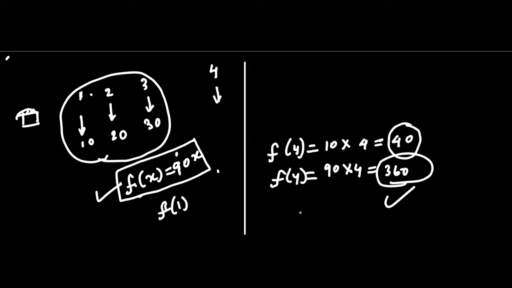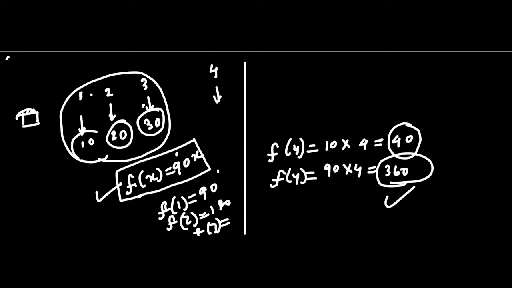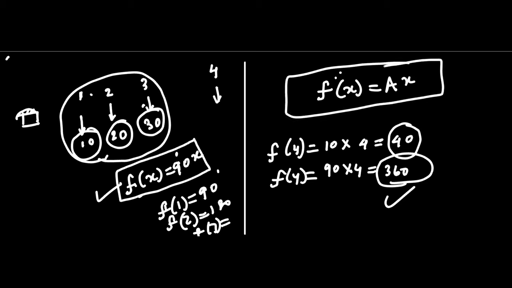When I put f of 1, I should get 90. If I put f of 2, I should get 180. If I put f of 3, I'm getting something which I didn't get. Okay. So I have to take this formula. See, mathematically, I'm saying, if somebody says, estimate the value of A for which this function you can apply for the future and it should take the past pattern, then definitely I will go with A equal to 10, not 90, right? This is mathematics.